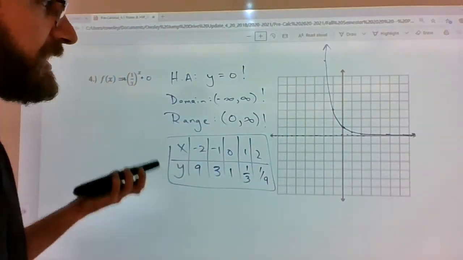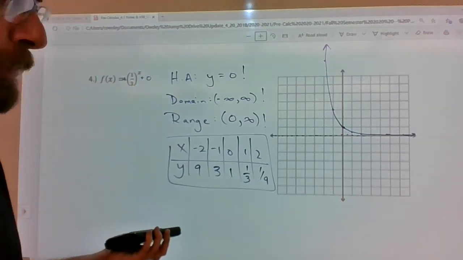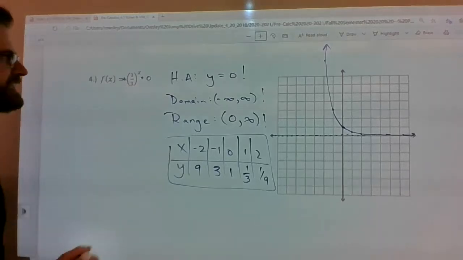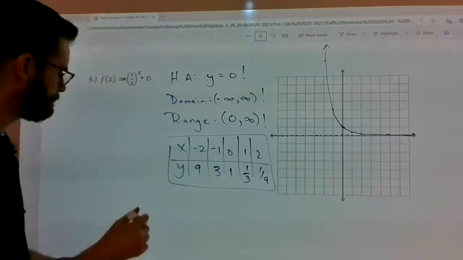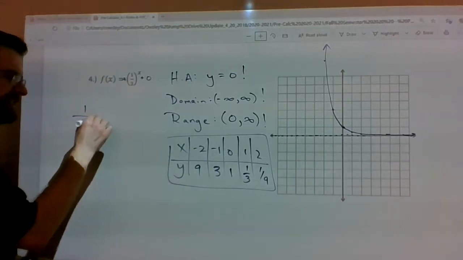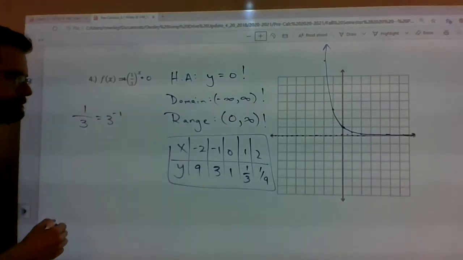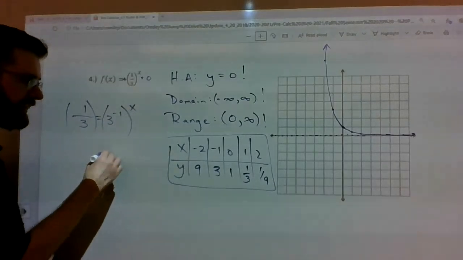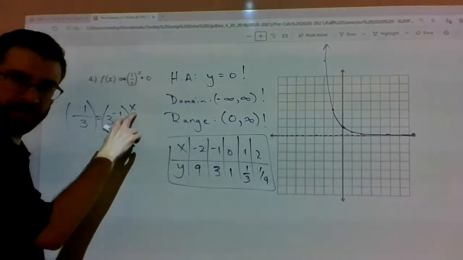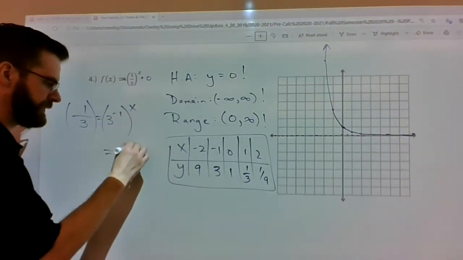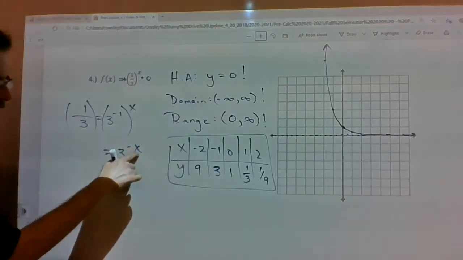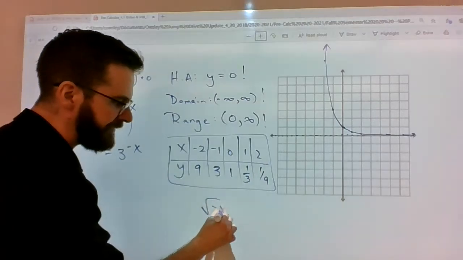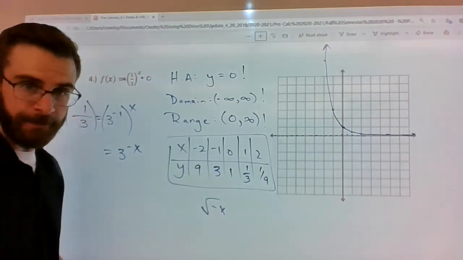So you can continue to use those little breadcrumbs by just looking at the equation, even if there's a fraction inside there. Here's actually what's happening. 1/3 is the same as 3 to the negative 1 power. So 1/3 to the x is the same as 3 to the negative 1 to the x, which if you multiply the powers, because that's the rule, a negative x flips it horizontally, just like root negative x flipped that horizontally.